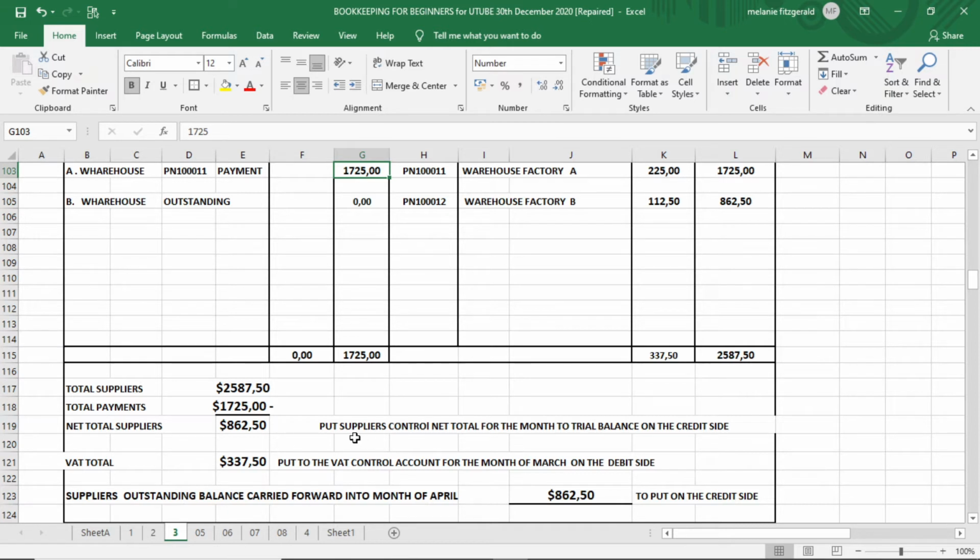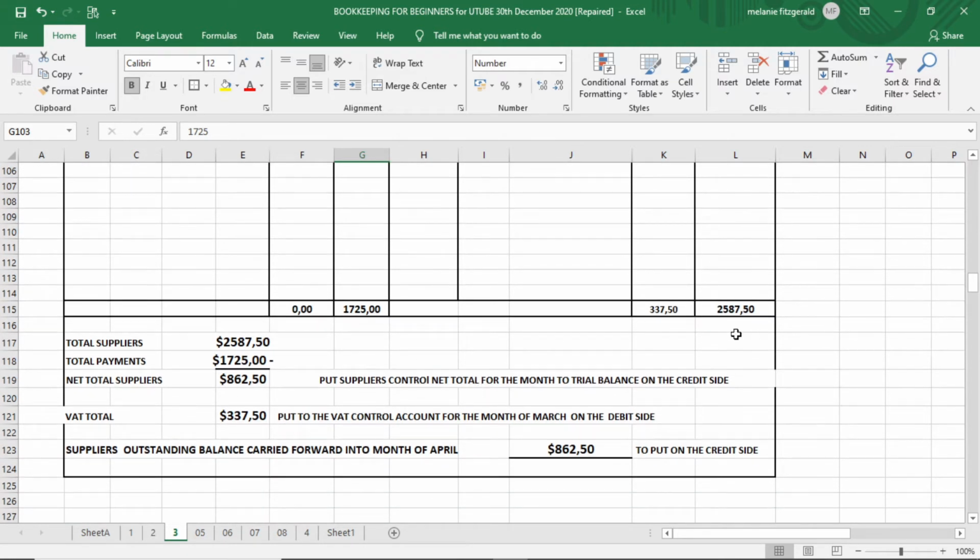$862.50. We put the net total for the suppliers control for the month of March to the trial balance on the credit side. The VAT total that we added up here, we put to the VAT control account for the month of March on the debit side. We're still going to do the VAT control account. This amount is put on the debit side of the VAT control account, and we'll do that at the end of the lesson.